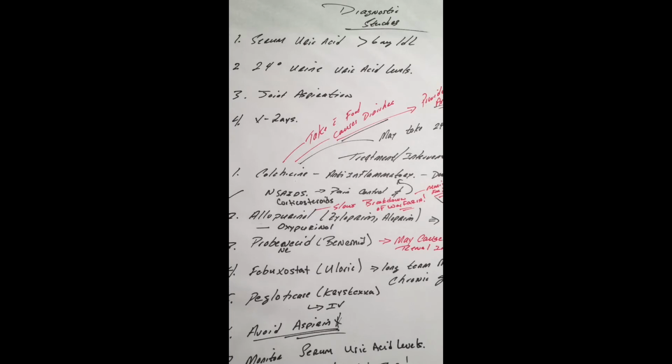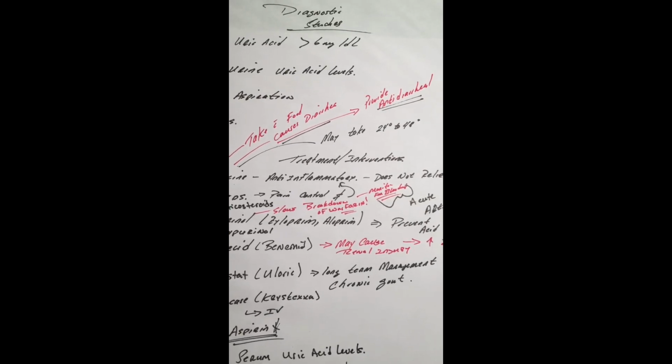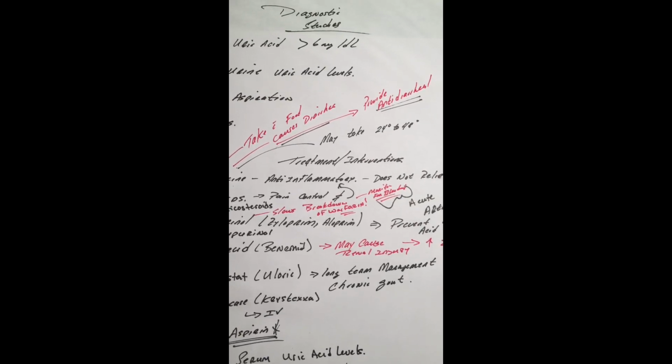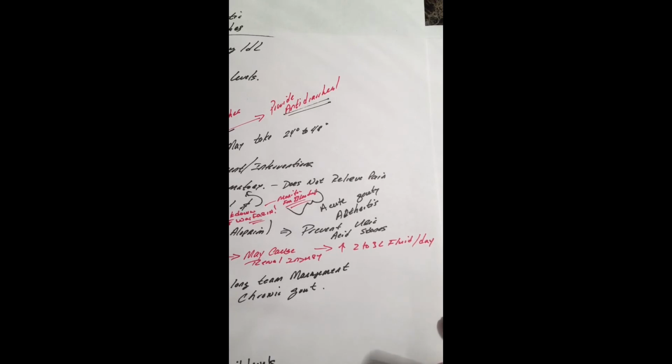Probenecid or Benemid. Now, one thing to know about Benemid is that it may cause renal injury. And for this reason, patients must be informed to take 2 to 3 liters of fluid per day. Again, make sure you know this. Make sure you tell your patients to have an intake of fluids of about 2 to 3 liters per day. Very, very important for you to know.